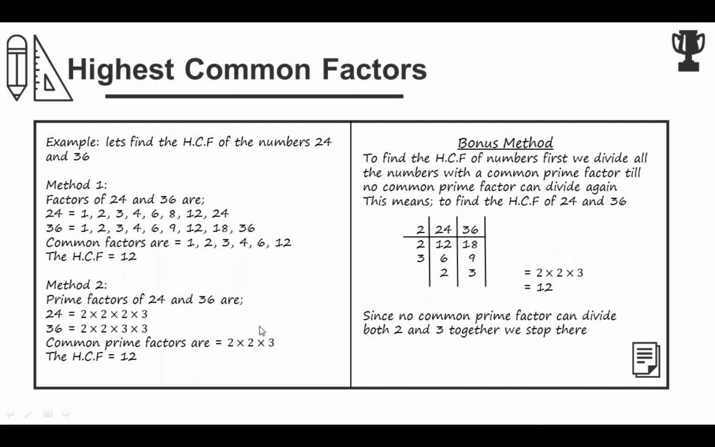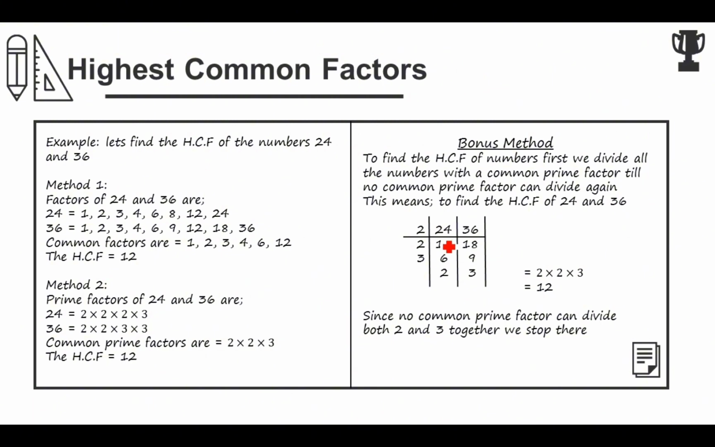So I have my own method, my personal method. I call it the bonus method. I use this method personally because it works for me and it's faster. What was this bonus method? It says, to find the HCF of numbers, first we divide all the numbers with a common prime factor till no common prime factor can divide again.